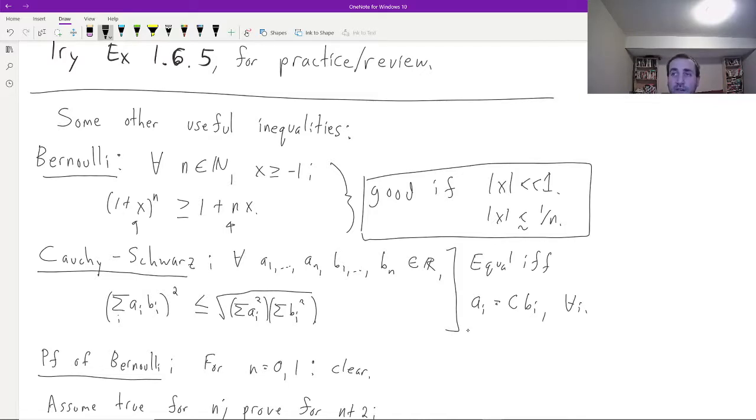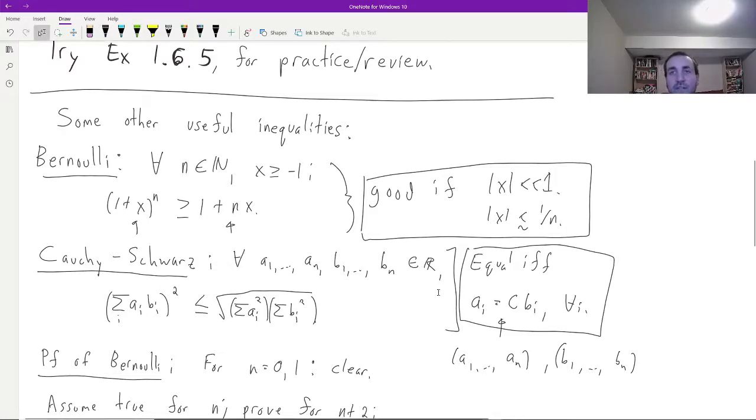When's that one good? Well, the two sides are equal if and only if the two sequences are in fact in the same direction. That is, a_i is equal to some constant c times b_i, and the inequality is going to be good if this equality here is sort of close to true. So if you think of the list a_1 through a_n as a vector, and b_1 through b_n as another vector, Cauchy-Schwarz is going to be good if they're pointing in more or less the same direction, and if they're pointing in very different directions, it's not going to be so good.